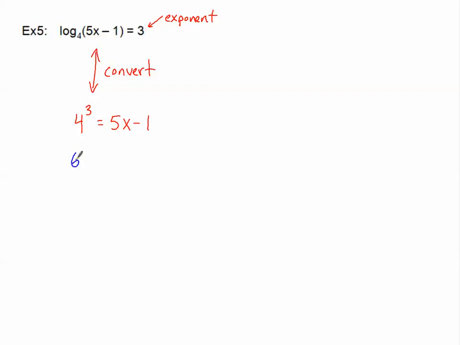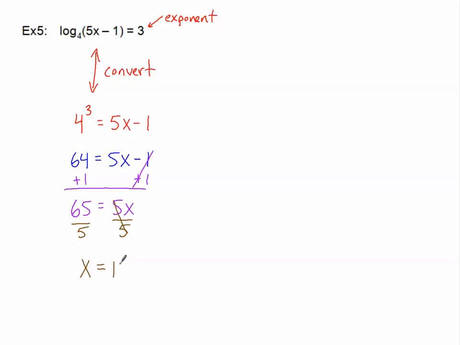4 cubed is 64, and then we can easily solve for x. Let's add 1. 65 is now equal to 5x. And let's divide by 5 and we'll have our final answer. Divide by 5. And if you don't mind, I'll also use my symmetric property and bring my x over here since I like that on the left side. 65 divided by 5 is 13.